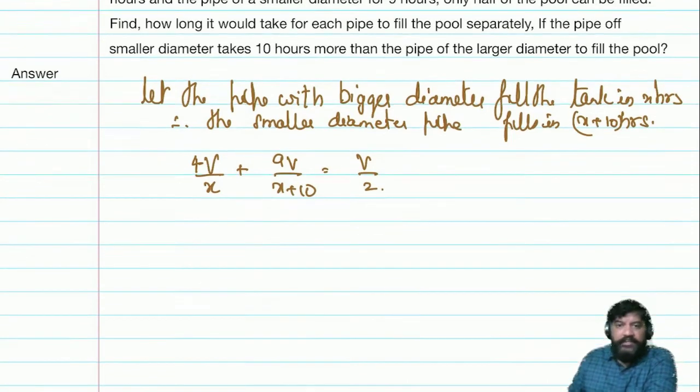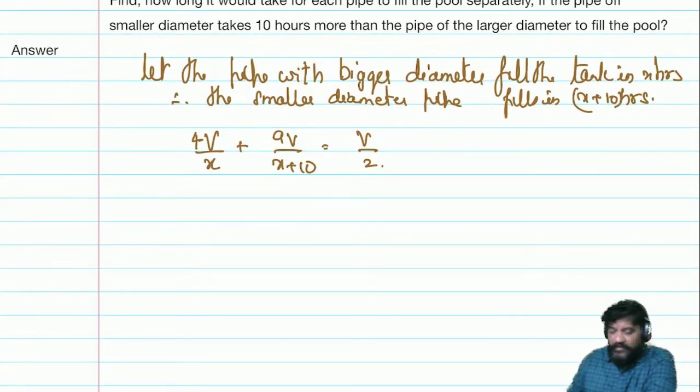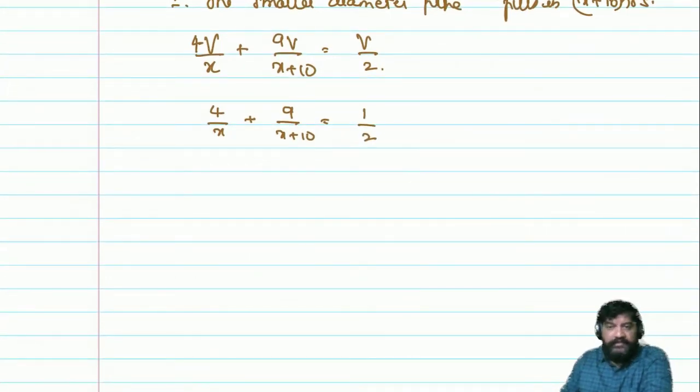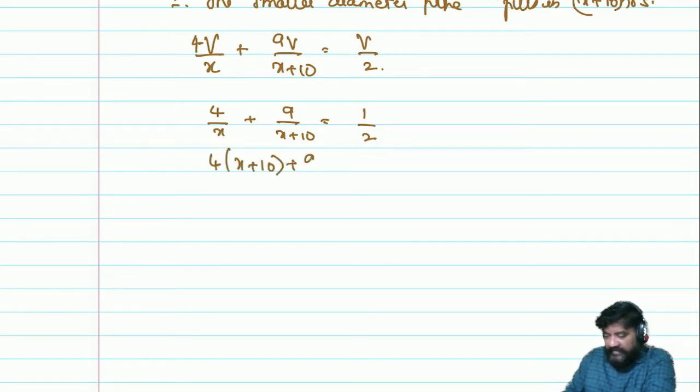Here, because v is the same in all the fractions, I can take it out and divide, and let it vanish. So what I remain with is 4 divided by x plus 9 divided by x plus 10 is equal to 1 over 2. Let's take an LCM on our LHS. That's 4 into x plus 10 plus 9x divided by x into x plus 10 is equal to 1 over 2.